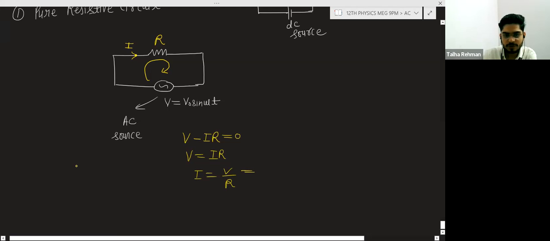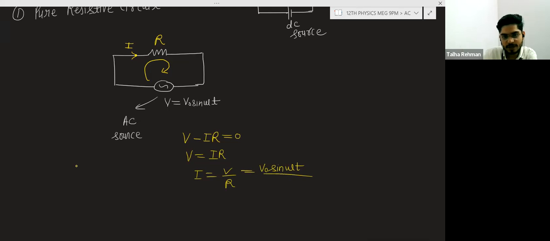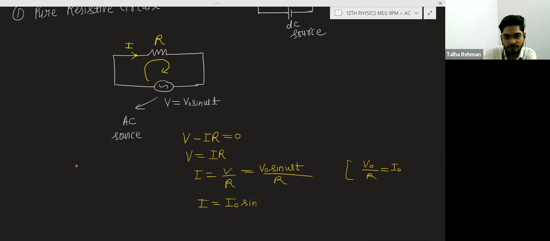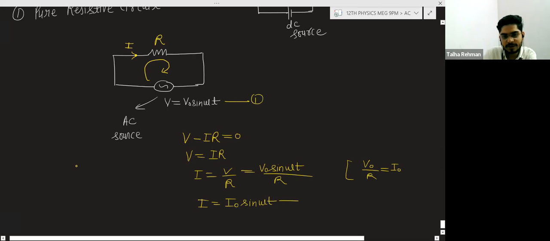And what is your V? V naught sine omega t by R. This V naught by R is equal to I naught. I naught is equal to V naught by R. So you can write the equation of current here: I is equal to I naught sine omega t. Now you have the voltage equation and you have the current equation.